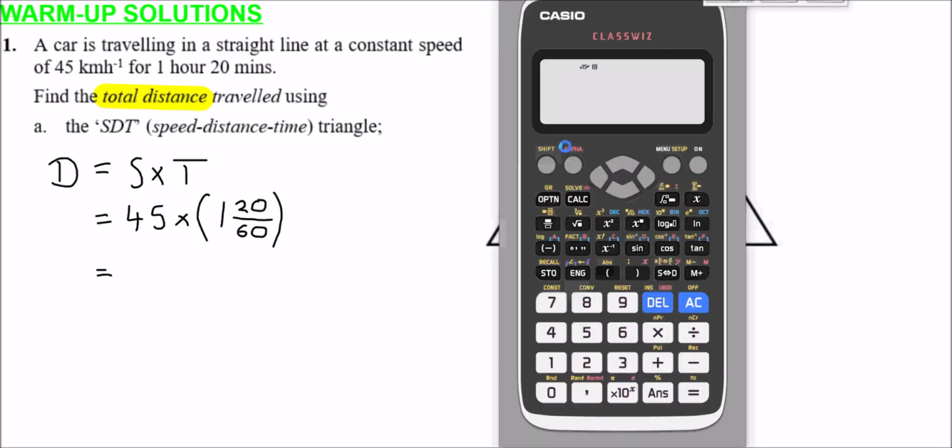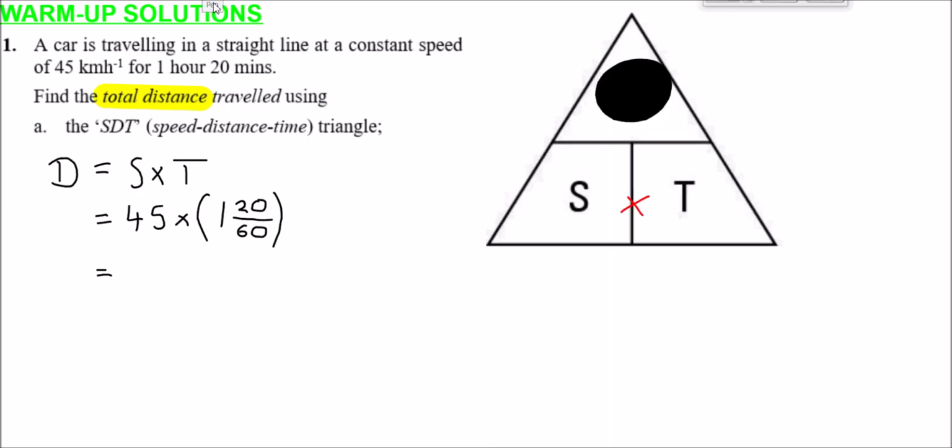So I'm just going to show you using this ClassWiz emulator. So 45 multiplied, put brackets in, then type in, whoops, not that, shift mixed number, so 1 and 20 over 60, close bracket, press equals, and we do get 60 kilometers. And so that's our answer using the method part A. So from part A we get that it's 60 kilometers.